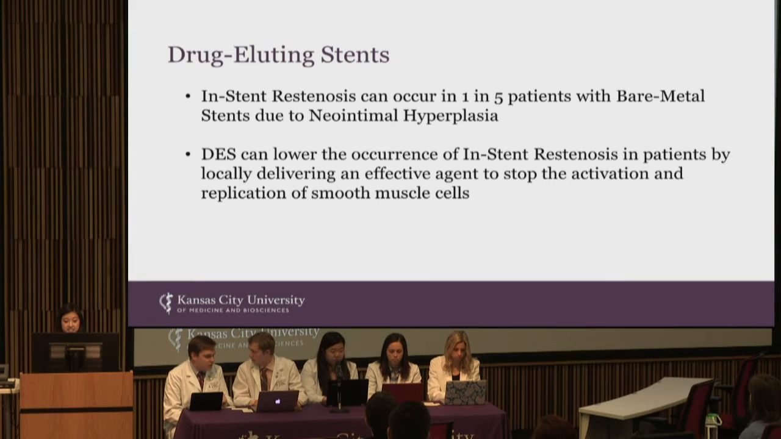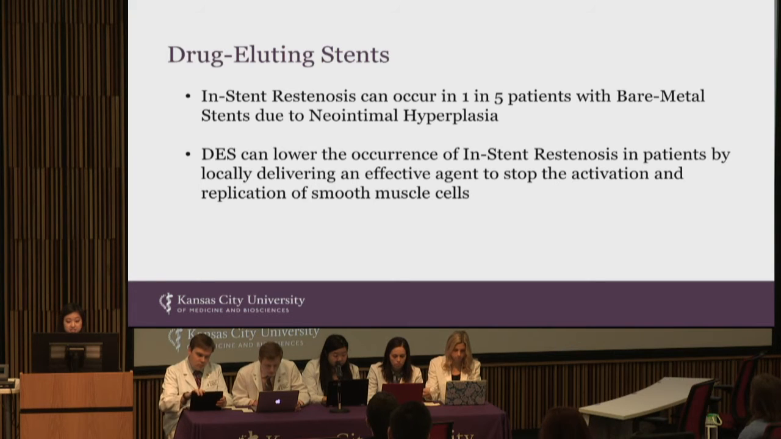The drug-eluting stent is mounted on a balloon catheter and placed in the artery. The balloon then inflates to expand the stent into the wall of the artery. The stent is coated with drugs that are locally released to stop activation and replication of smooth muscle cell proliferation. The major mechanism of the pathogenesis of in-stent restenosis is neointimal hyperplasia, which is the proliferation and migration of smooth muscle cells from the disrupted medial tissue of the arterial wall into the intimal layer.